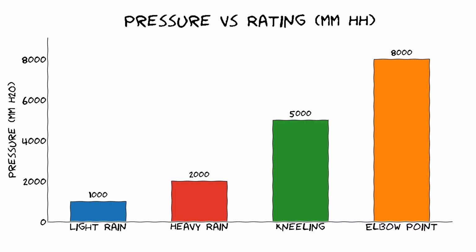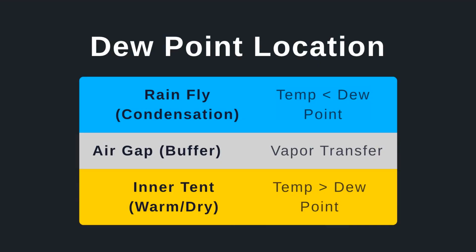A 1200 mm rating handles rain, but kneeling on a tent floor creates pressure spikes exceeding 5000 mm. If your bathtub floor is rated below 3000 mm, you are relying on surface tension, not the membrane. Single-wall tents fight a losing battle against thermodynamics. Unless the external vapor pressure is significantly lower than internal humidity, moisture will condense.